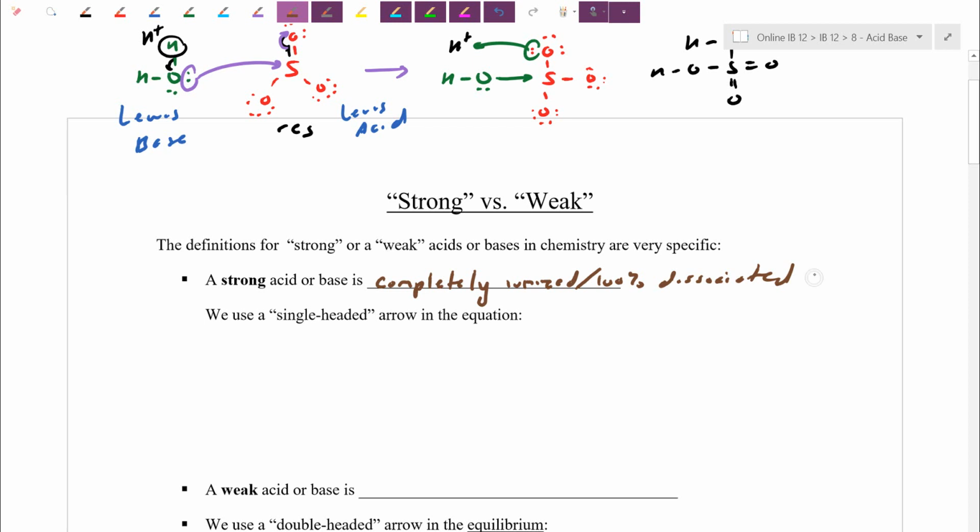Right? So we're going to assume water is our solvent, and that's why we can have aqueous.